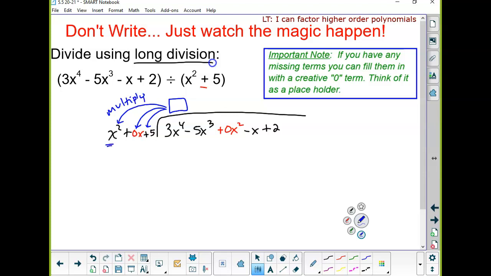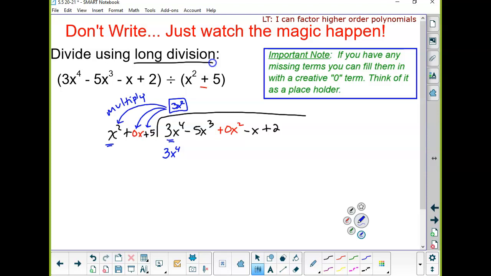But my goal is to make that first term look exactly like this term. So I have x squared. I'm going to multiply x squared by 3x squared. And when I do that, 3x squared times x squared gives me 3x to the fourth. That's your goal, is to make the first term match up.